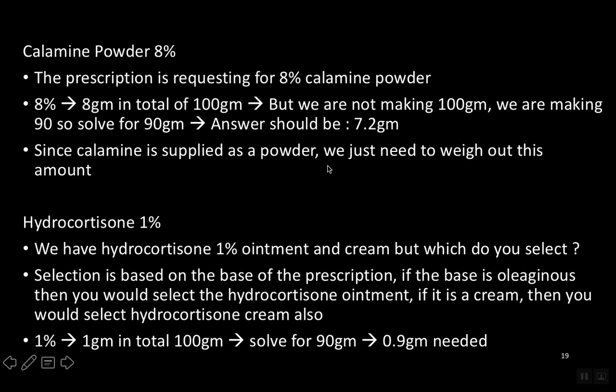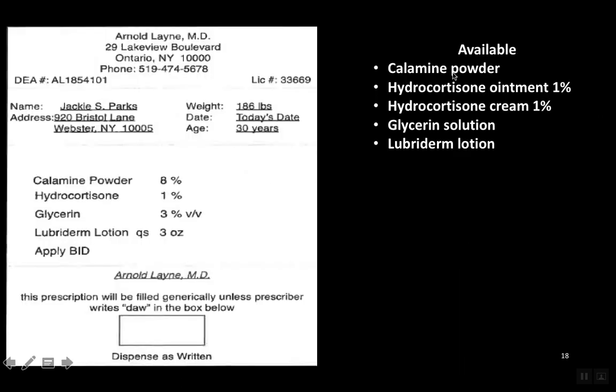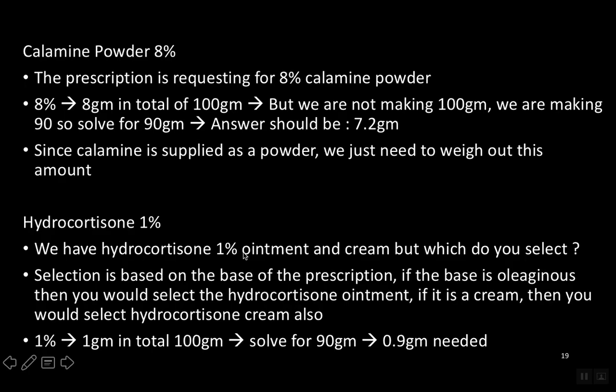And in this case we do. So we're just gonna weigh out 7.2 grams. Hydrocortisone, 1%. We have hydrocortisone 1% ointment and cream, but which do you select? Let me show you here. Here they gave you both, right? You need 1% and here in the total. And you have different sources here for you. 1% cream, 1% ointment. Okay.